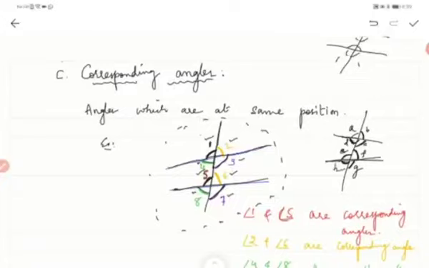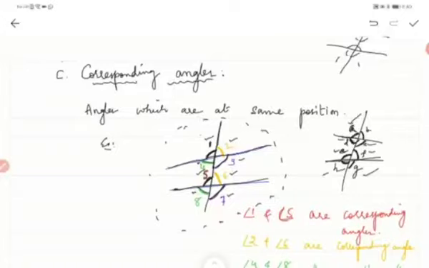Okay, so this is how corresponding angles, which are at the same positions, work. A is at the same position as E, or you can say E is sitting here, so the same position angle, if you see, is A. Okay, B and F, C and G, D and H. These are your corresponding angles.